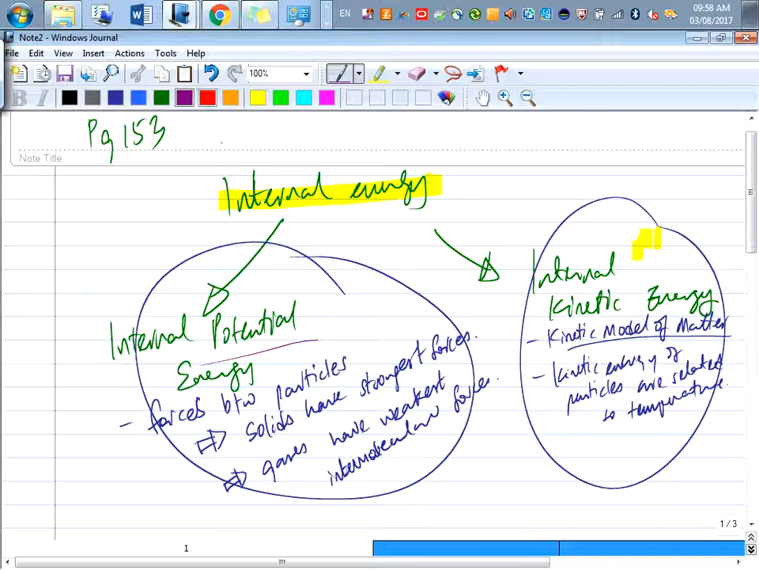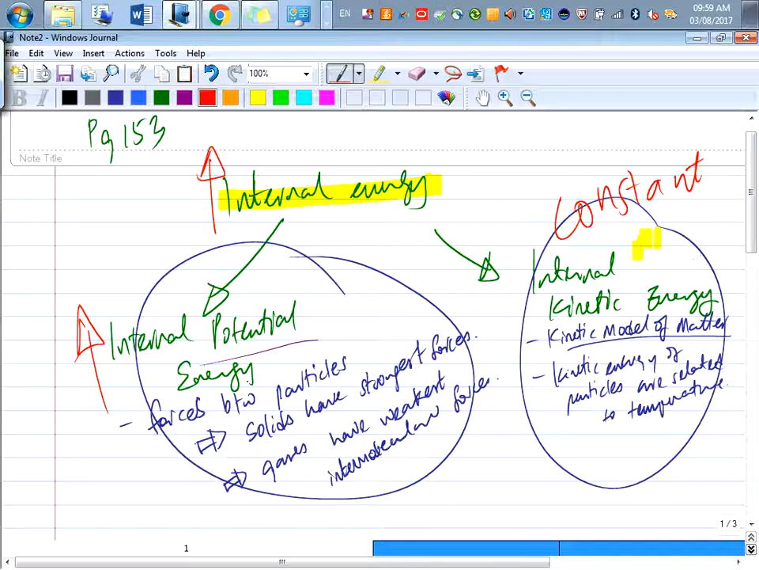So you see, this one increases. This is constant. So what must have changed? Which one must have changed? Internal potential energy, isn't it? Because internal potential energy plus internal kinetic energy gives you internal energy. If this didn't change, then this must change. This must increase for your internal energy to increase. Can you follow the logic?